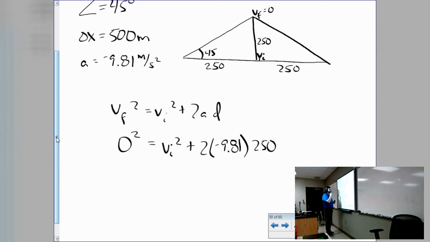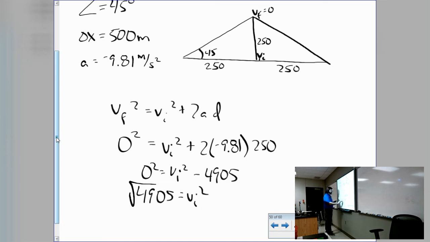Okay, so 2 times negative 9.81 times 250 is negative 4,905. So velocity initial squared, minus 4,905, equals 0 squared. Let's add this to the other side. So then we have 4,905 equals velocity initial squared. Square root both sides, and we got ourselves a velocity initial of 70 meters per second.